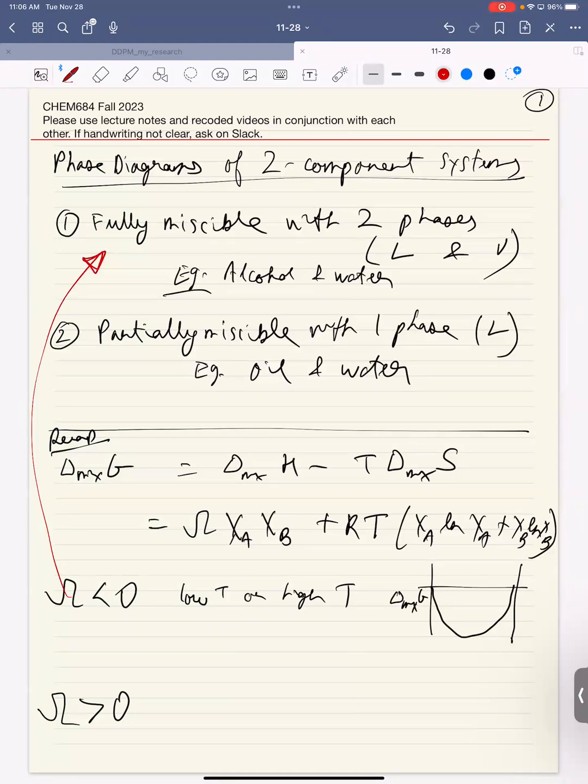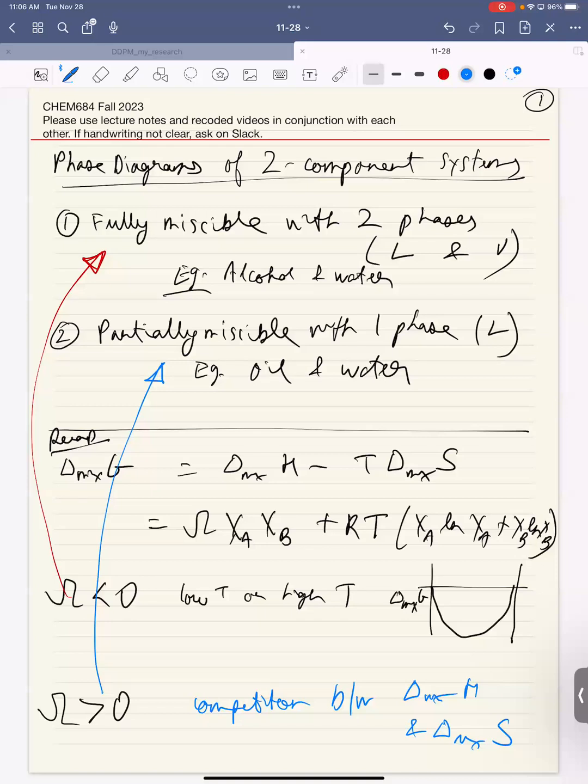For partially mixable liquids, we are going to use the second setup, which is omega more than 0. In this case, if you recall, there was a competition, right? Between delta mixing H and delta mixing S. At very low concentrations, delta mixing S dominates. Why does it dominate? Because of the log X term, right? Log X just drops down. So even if you are partially mixable, you will mix for some amounts, right?